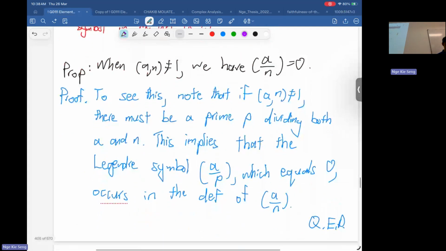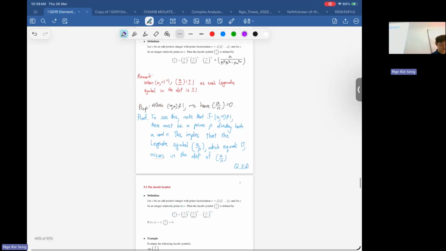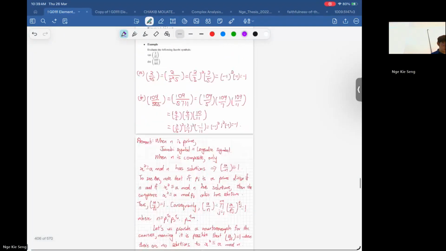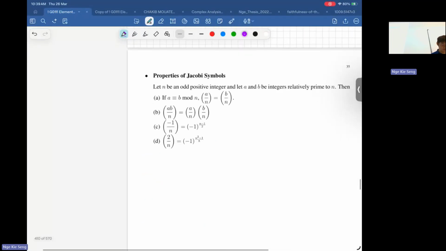But then one way to not calculate this thing is this proposition. If you can find that their GCD is not 1, this whole thing is 0. You don't need to calculate already. This is one way to get around. I'm not sure it's the best strategy, but this is one of the strategies. I think that we don't do much on Jacobi symbol, right?